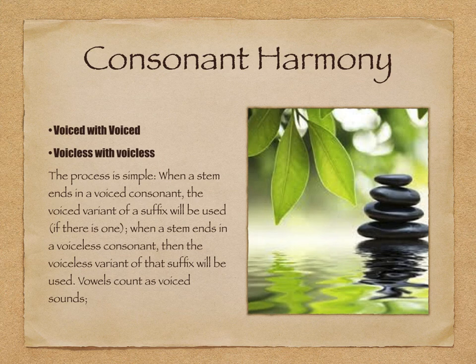So consonant harmony: voiced with voiced, voiceless with voiceless. What it means is the process is simple. When a stem ends in a voiced consonant, the voiced variant of a suffix will be used, if there is one. When a stem ends in a voiceless consonant, then the voiceless variant of that suffix will be used. And vowels count as voiced sounds. You will see it, for example, in the dative suffix and locative suffix. We have like ra, ka, ya, ka, da, da, ta, ta, right? So we will choose the correct suffix according to this harmony rule.